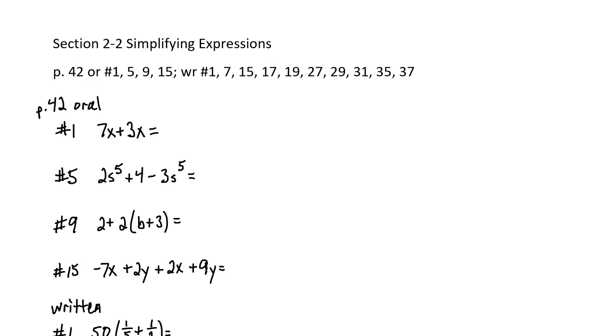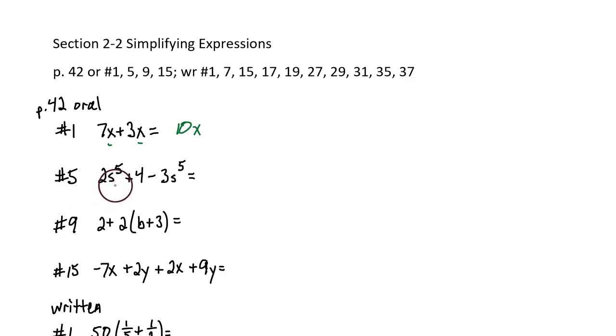For the page 42 oral exercises, we're asked to simplify the expressions and then indicate the degree of the polynomial answer. Simplifying expressions means to combine like terms and then write the terms in order of decreasing exponent. For number 1, 7x and 3x are like terms. They both have the variable x. So we can add them by adding their coefficients. 7 plus 3 is 10x.